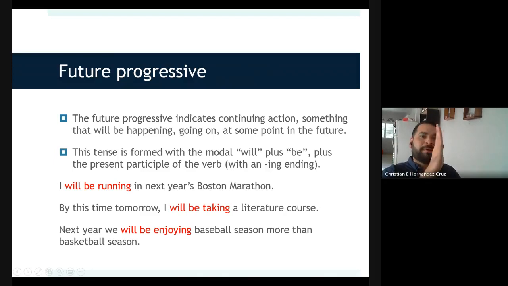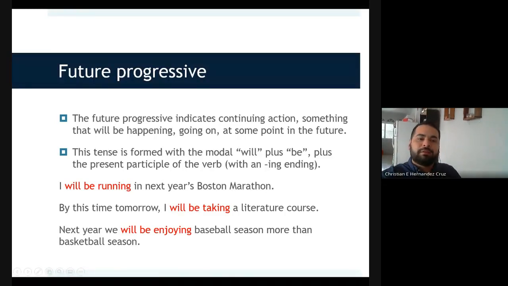Of course, if you're thinking about the simple form, all you did that was different is you added the be and then you conjugated this verb to end with ing, and of course, adding the extra letter if necessary. So instead of I will run, we are now saying I will be running in next year's Boston Marathon. By this time tomorrow, I will be taking a literature course. Next year, we will be enjoying baseball season more than basketball season.